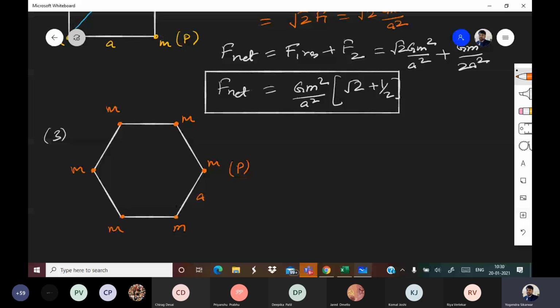Pratyusha is asking, is it zero? No, Pratyusha, how are you saying it is zero? In all other cases, it is zero? No. I'll tell you when it will be zero.